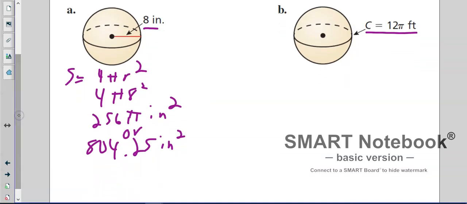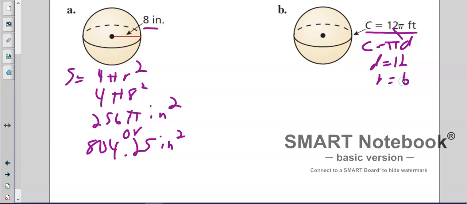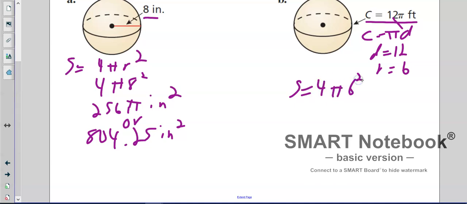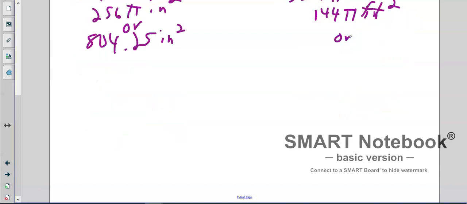Now, this one's a little bit different, B, because remember, C is 2 pi r, or also pi times diameter, which means the diameter is 12. Which means the radius is 6. Now that we know that, we can do it just like A. 4 pi r squared. Well, 6 squared is 36 times 4 is 144 pi. Feet squared, sorry. Feet squared. That's an appropriate answer. You could stop there. Or if you multiply it out, you get 452.39 feet squared.